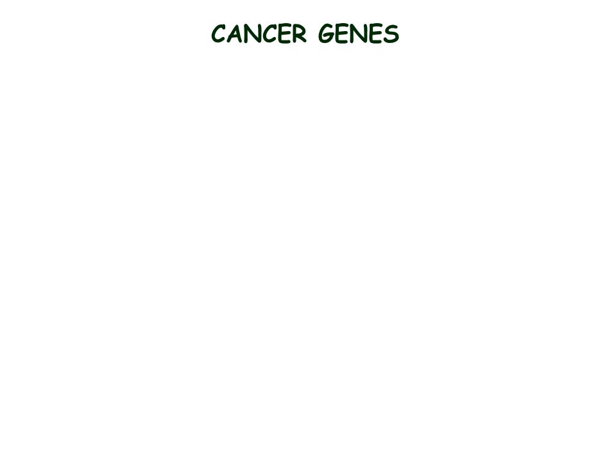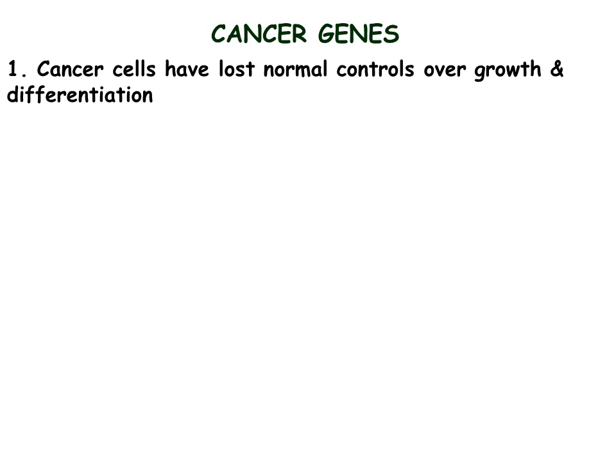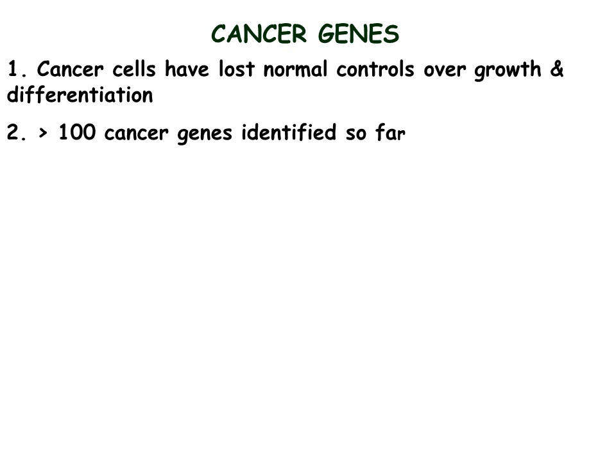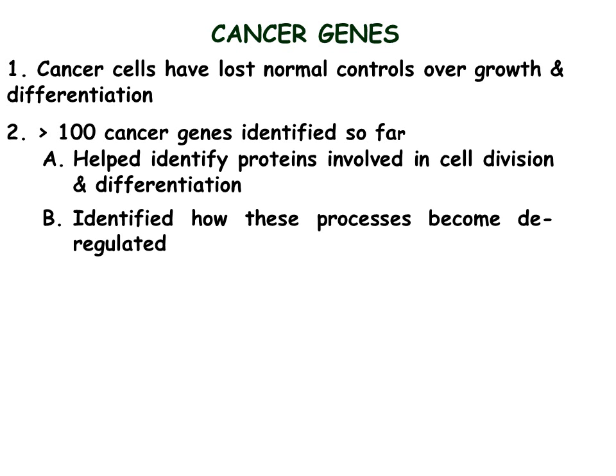So, what are these genes that get mutated which lead to a cancer phenotype? Well, these are genes that normally control growth and differentiation in cells. So far, more than 100 of them have been identified. And they basically have turned out to be proteins involved in cell division. We've identified how these processes become deregulated, which then allows us to understand how the process is regulated to begin with. So we find that there are three major classifications of cancer genes.